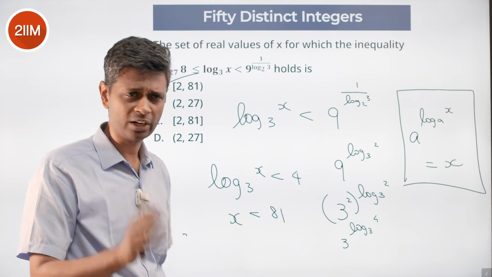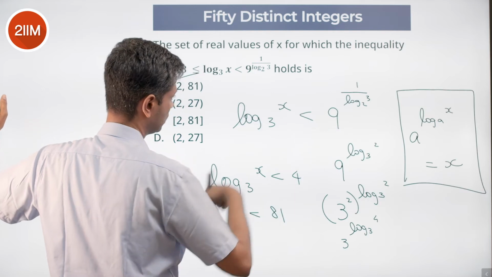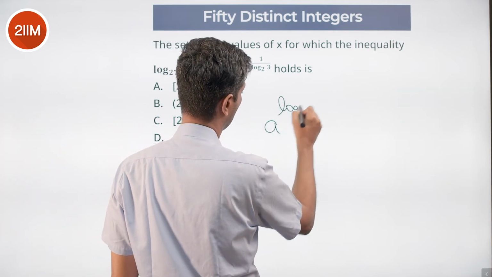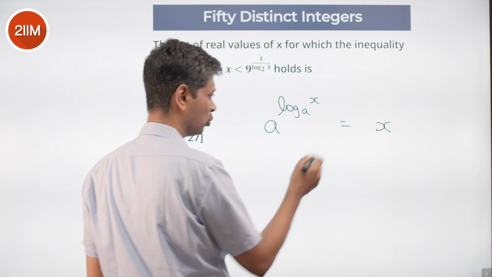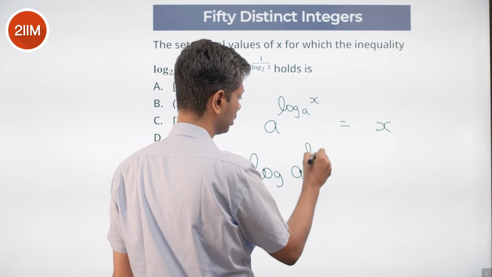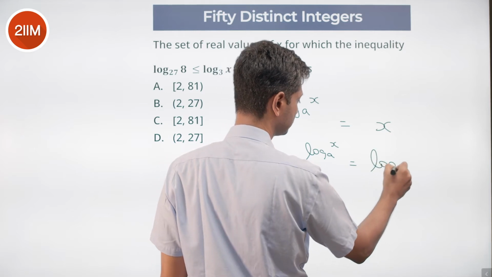Solve methodically, we should get this. Right? This funda: a to the power log x to the base a, call it y, is equal to x. Take log on both sides. So log of a to the power log x to the base a is log x.